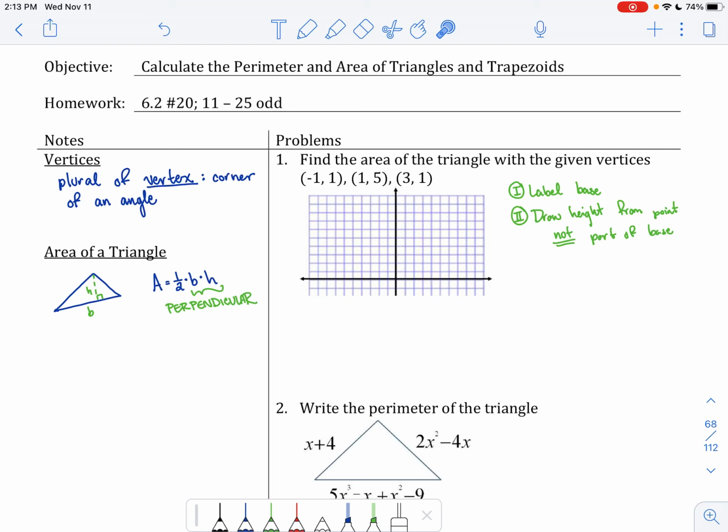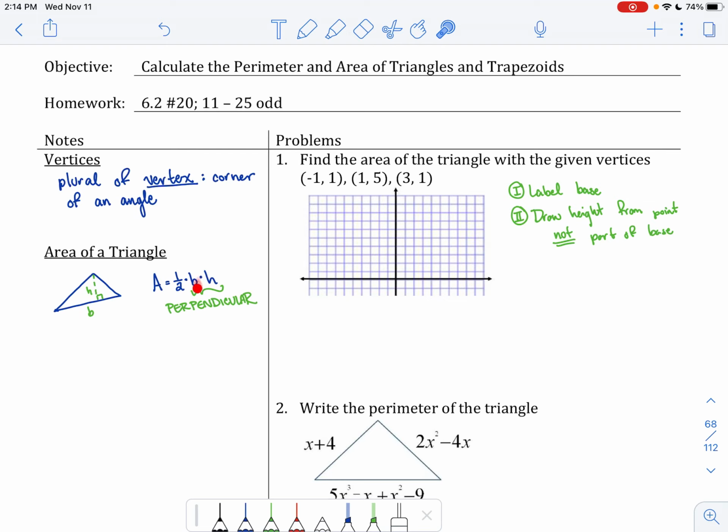So a couple of pieces of vocabulary to fill in here. The first is vertices, which you'll see written. And that's just the plural of vertex, which is the corner of the angle. So in number 1, it says find the area of the triangle with the given vertices. That just means that the corners are at these coordinate points. So in this drawing of a triangle, this here and here are all going to be our vertices.